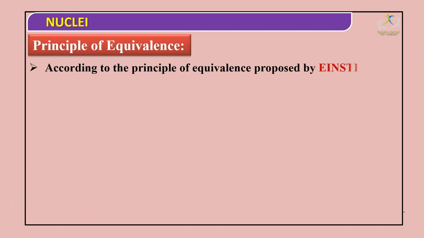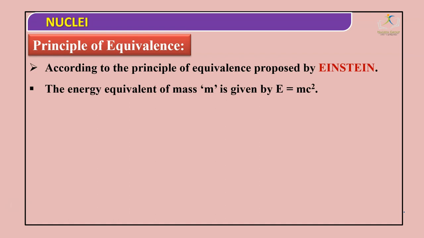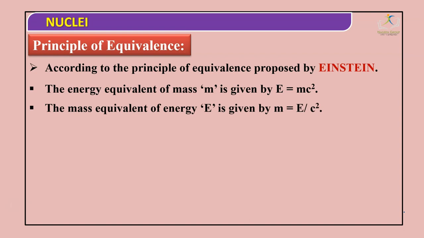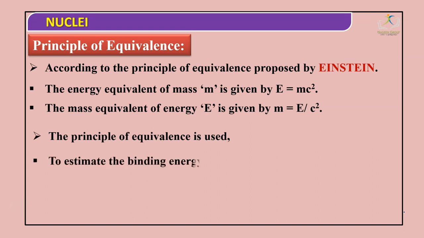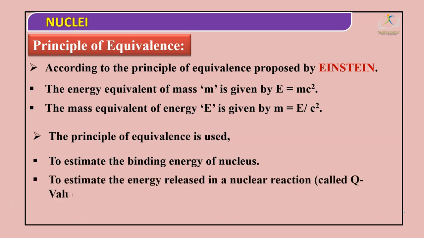Principle of equivalence, proposed by Einstein: the energy equivalent to the mass m is given by E is equal to mc square, and the mass equivalent to energy E is given by m is equal to E by c square. The principle of equivalence is used here to estimate the binding energy of the nucleus. The binding energy is actually the minimum energy by which the nucleus can break. It is also used to estimate the energy released in a nuclear reaction, that is, how much energy is actually released after a nuclear reaction. That value is known as the Q value.